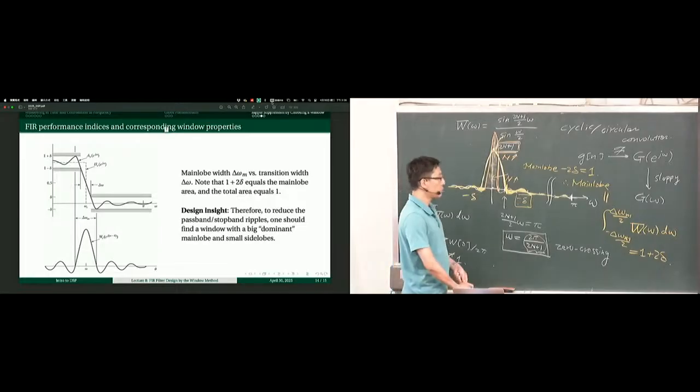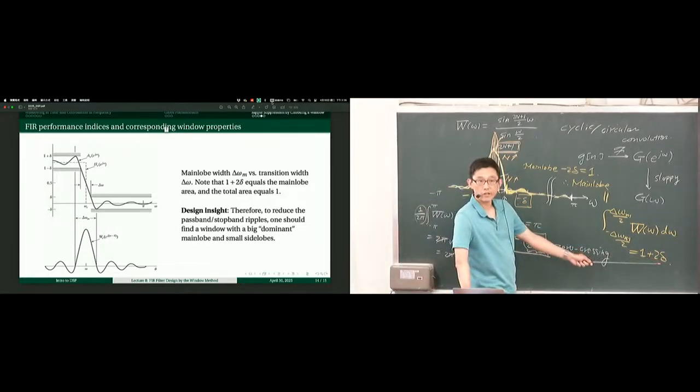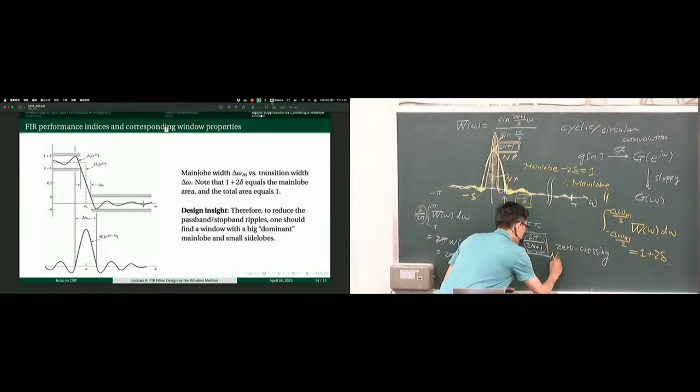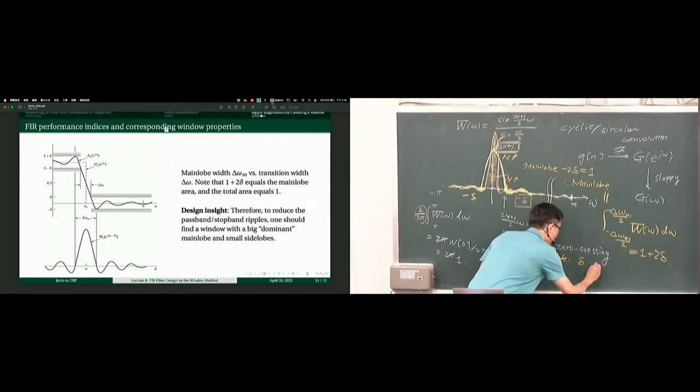So it turns out that this delta never changes when we increase n. This delta does not change when we increase n. That's one thing to notice. Note that delta does not approach 0.